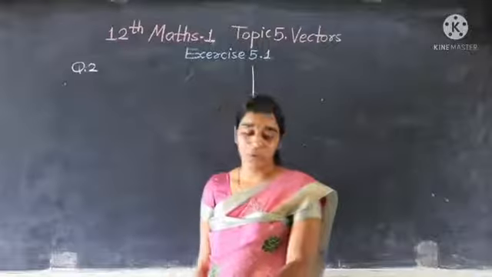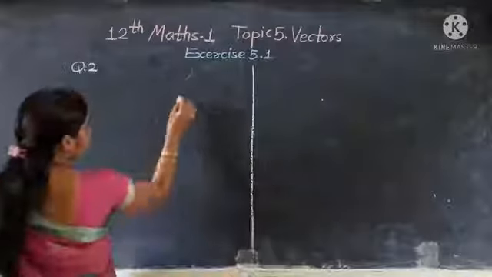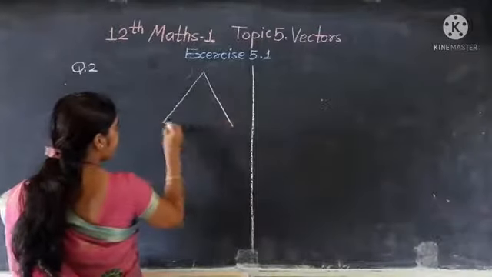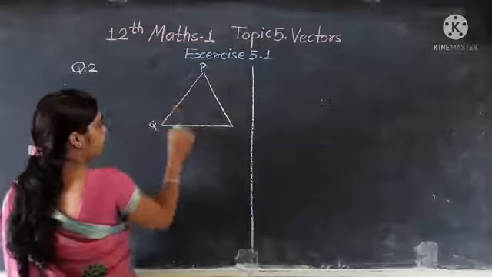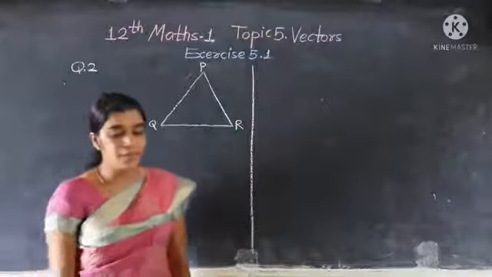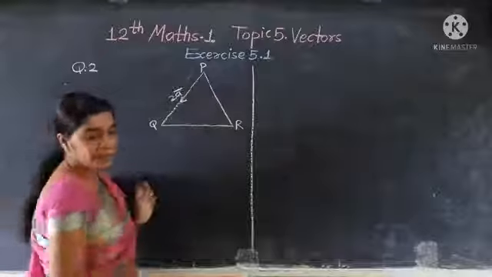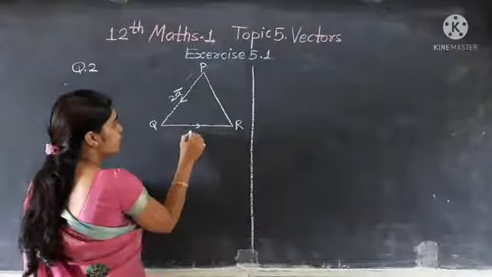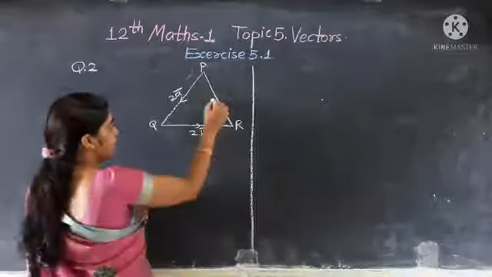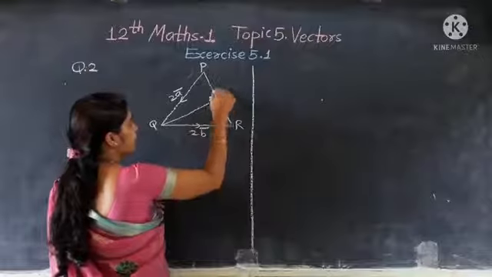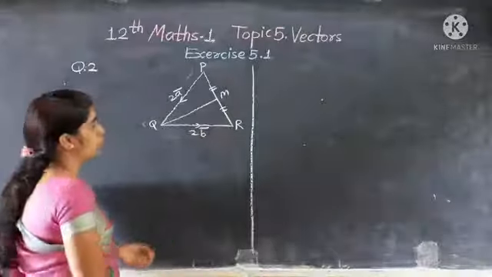See students, question number second. In triangle PQR, PQ bar is given as 2A bar. So I draw here triangle PQR first. This is PQ bar, given as 2A bar. QR bar is given as 2B bar. And see, the midpoint of PR is M. M is the midpoint of PR. Find the following vectors in terms of A bar and B bar.